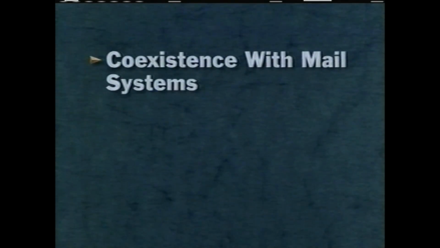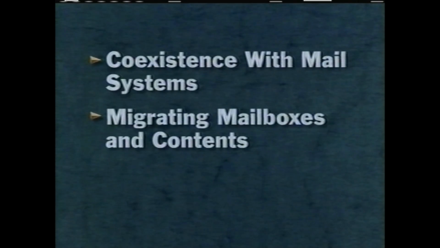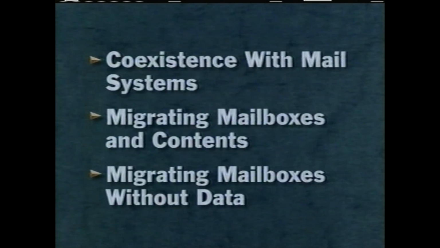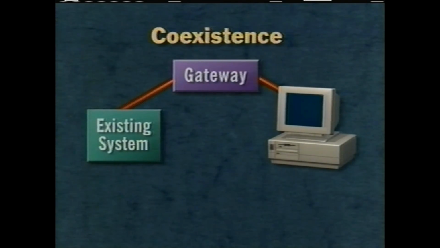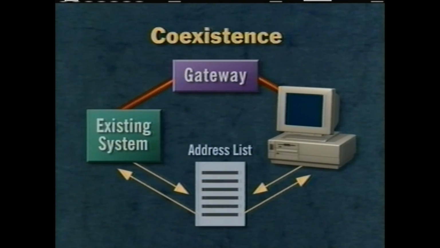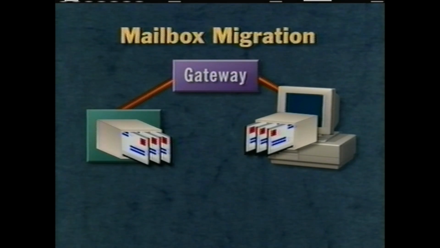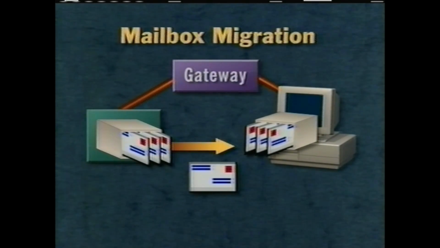There are three options for migration: coexistence with another mail system, migrating mailboxes and their contents, or migrating mailboxes without data. Coexistence enables users on both systems to exchange mail. It involves establishing connectivity between the systems and some means of exchanging directory information. Migrating existing mailboxes involves copying the mailbox and its contents from the existing system to a Microsoft Exchange server mailbox.